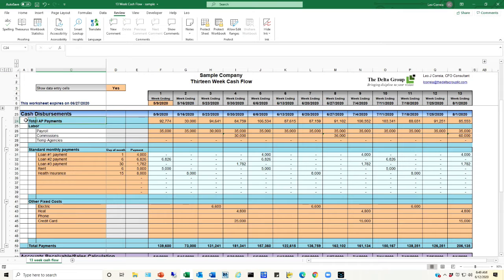So we're going to talk about the 4 sections. First is the accounts payable section, which is just a single line. Second is the labor section, which has a few lines of data entry in it. Third is what we call standard monthly payments. And the last section is the other fixed costs. Now we're going to talk about each one of these sections and how they're used.